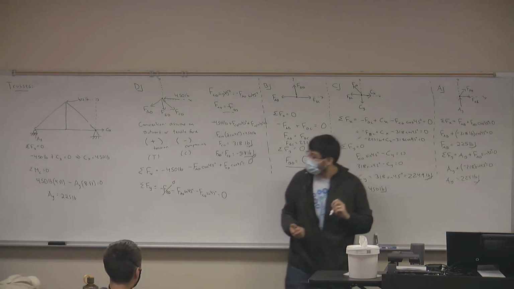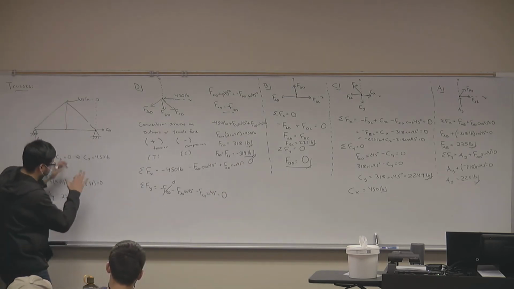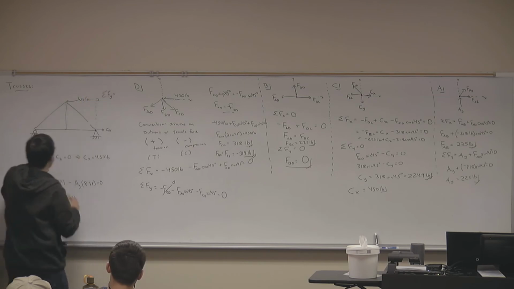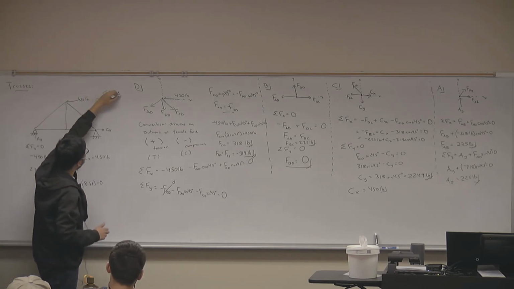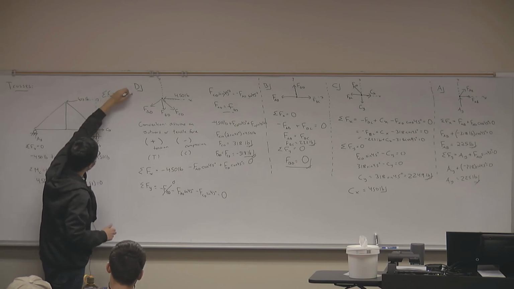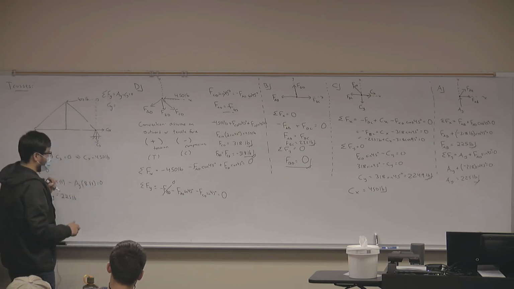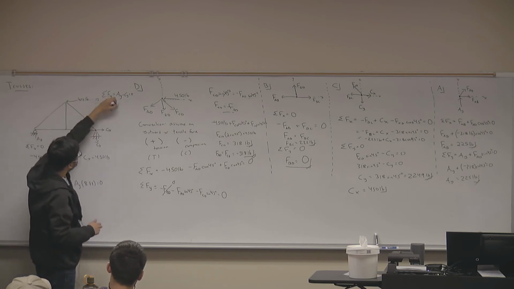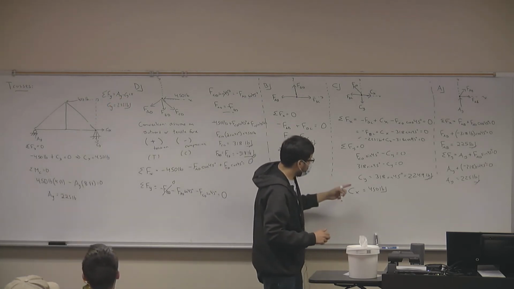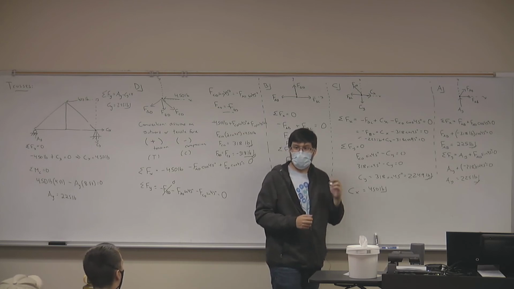225. And now I can go to my sum of forces in the y direction. I don't want to erase this, it looks pretty. In the y direction, I have an AY, and I have a CY, and that equals 0. So CY actually equals AY. So CY will be equal to 225 pounds. And what did we get? 225 pounds. Okay?